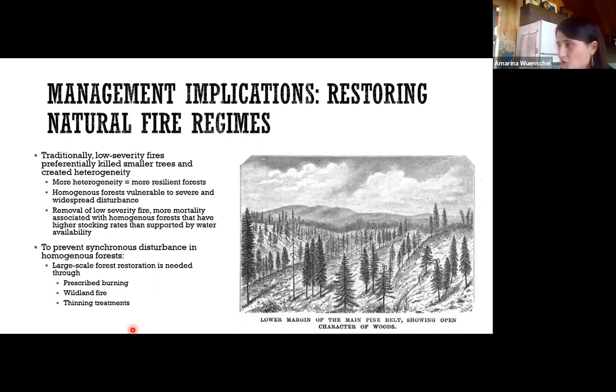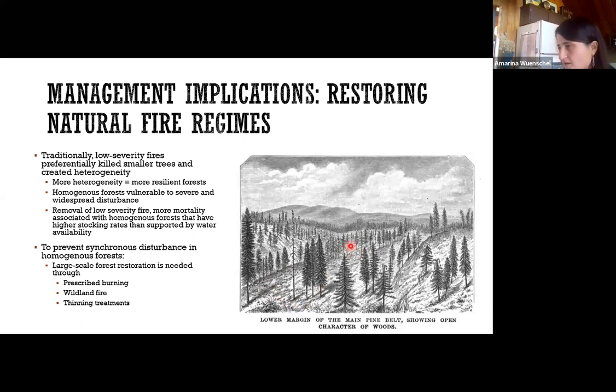And then in terms of restoring natural fire regimes, this is always important. Again, we had these low severity fires that preferentially killed smaller trees, and they created heterogeneity. I really love this image here. This is from one of John Muir's books. It shows the pine forests as he would have encountered them. And you can see there's a lot of openings and patchiness.